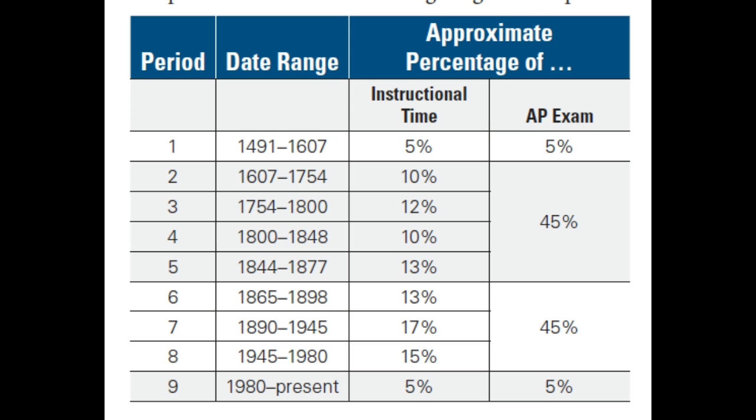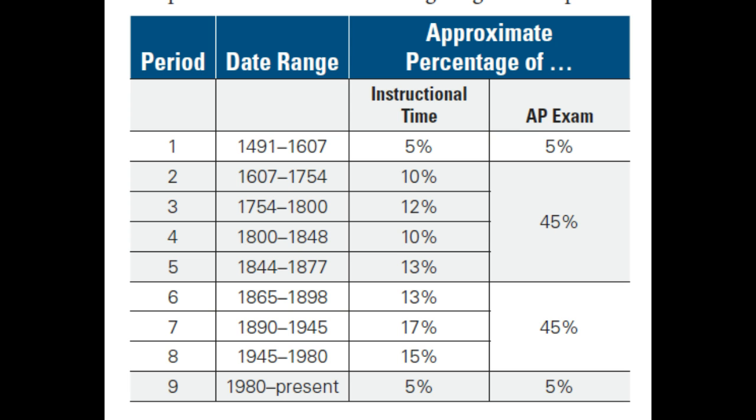On the screen in front of you, you'll see the graphic that has 9 time periods. It gives you the date range. And then you notice instructional time. That's the amount of time that we will spend on each of those periods. You'll notice that 1 and 9 will only be spending a little bit of time, only about 5%. Because if you look in the last column, it's only represented on the AP exam about 5%.